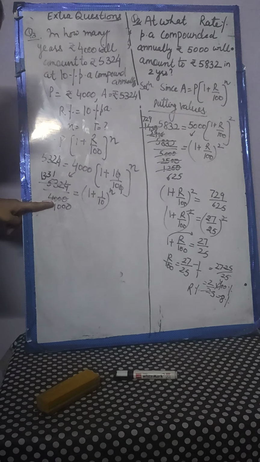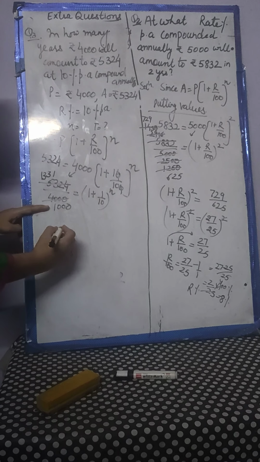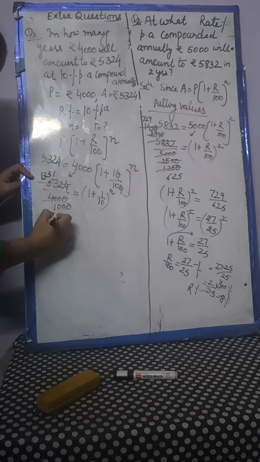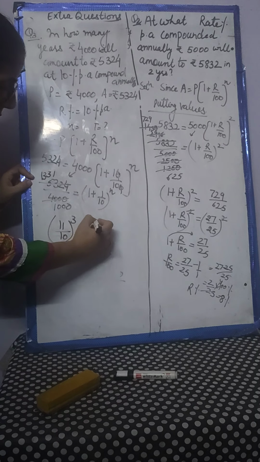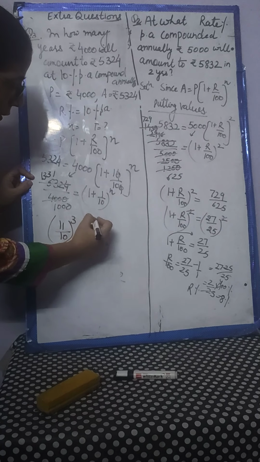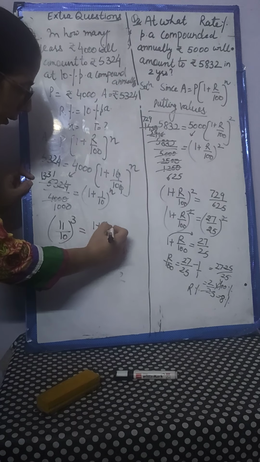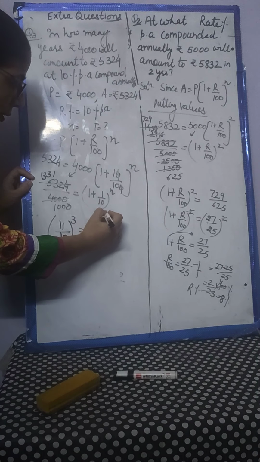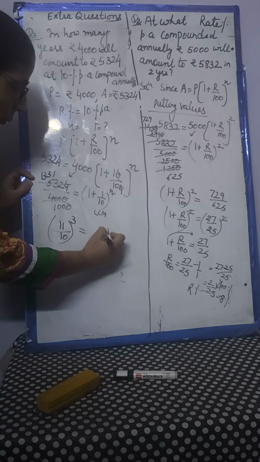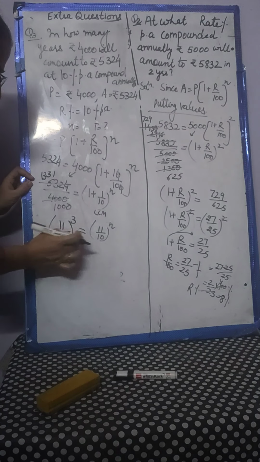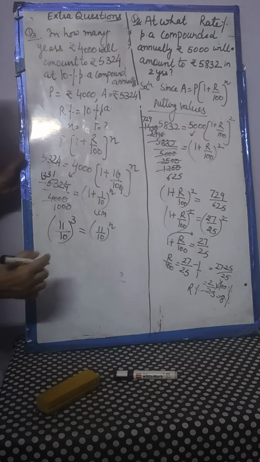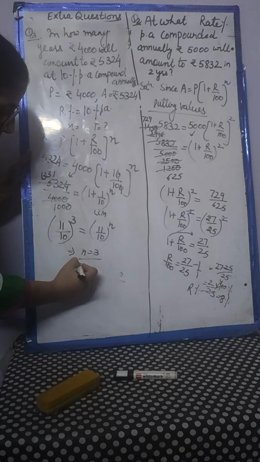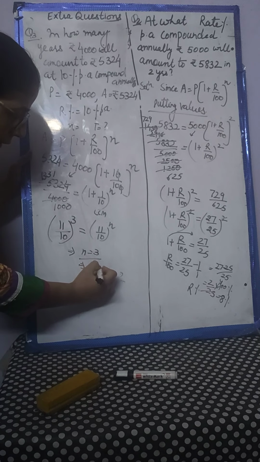1331, you know that 1000 is the cube of 10. So this is 10 and this is the cube of 11. So 11 by 10 whole raised to power 3 is equal to 1 plus 1 by 10, or you can say 11 by 10, I am taking LCM, is equal to 11 by 10 whole raised to power n. Bases are same, so powers will also be equal. This means n will be equal to 3. So time is 3 years.